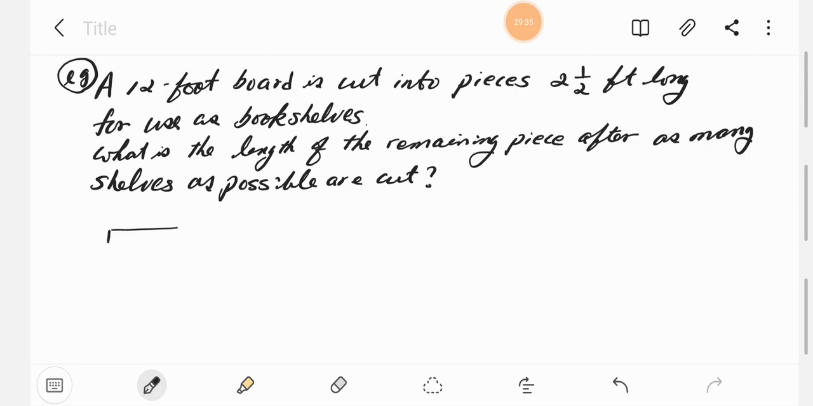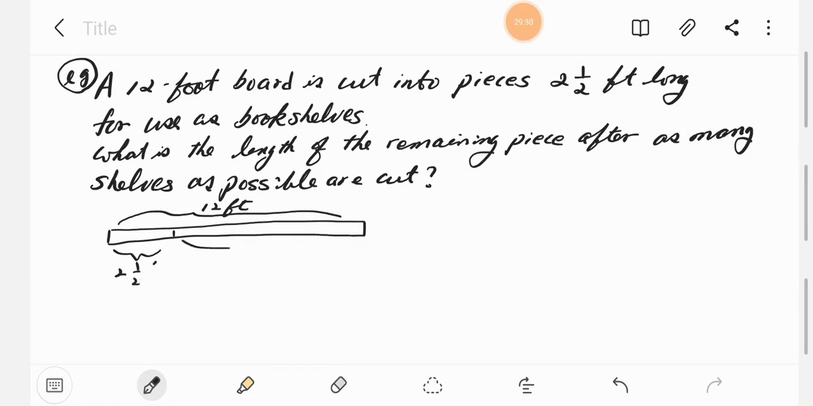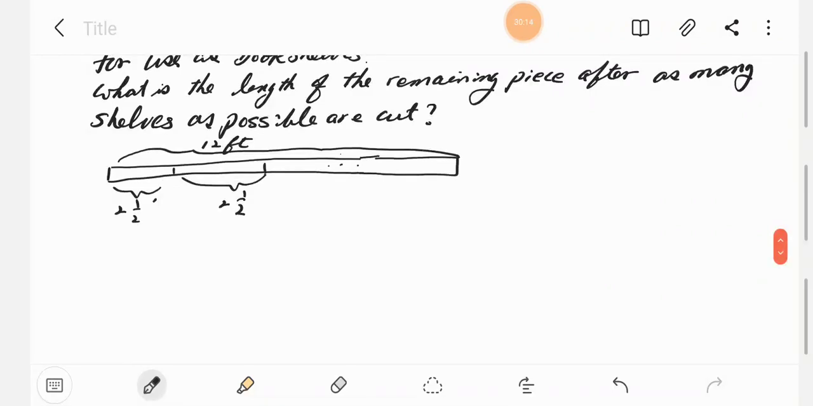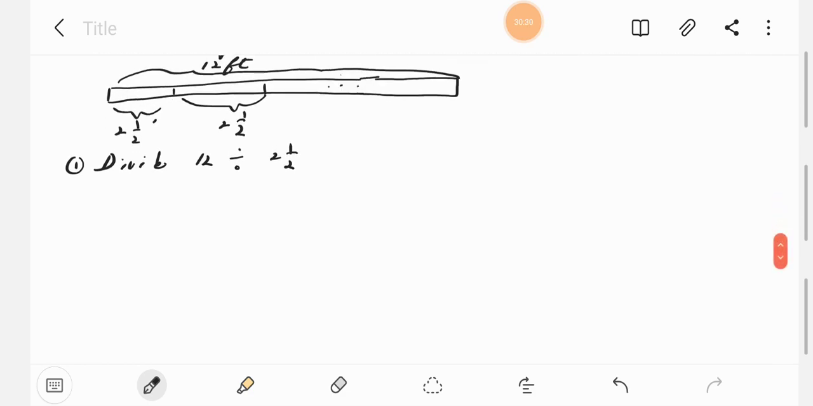Okay, so look at this. Here is 12 feet, right? So we're going to cut into 2.5 feet pieces. I don't know how many pieces there will be, so we have to figure it out. How many 2.5? So what we do is first we need to divide 12 feet by 2.5, so that we know how many pieces and how many feet are left. So let's divide it first.